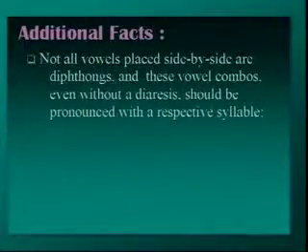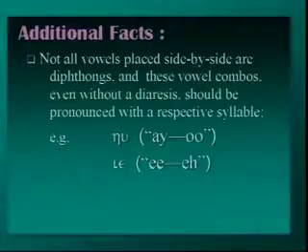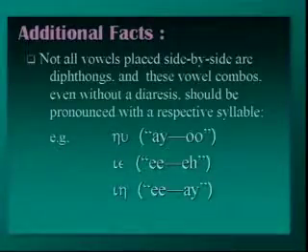Another additional fact is not all vowels placed side by side are diphthongs. And these vowel combos, even without a diaeresis, should be pronounced with a respective syllable. Okay? This is what I'm talking about here. There are 3 of these examples. Notice the eta and the upsilon. All right, they're 2 vowels, but they don't form a diphthong in Greek. It's not one of the 7 that we looked at. So make sure you pronounce them separately. Eu for the eta upsilon. How about the iota epsilon? All right, not one of the 7 diphthongs, so you'll want to pronounce them separately.